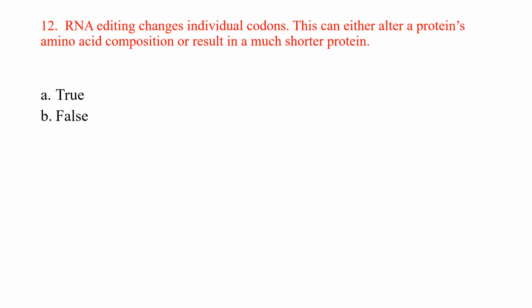True false again, number 12. RNA editing changes individual codons. This can either alter a protein's amino acid composition or result in a much shorter protein. And of course, this answer is true. RNA editing, this is going to be a textbook definition, is going to alter amino acid composition, which of course can give us a shorter protein.